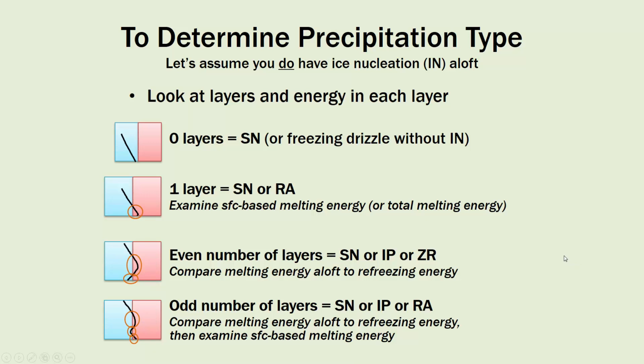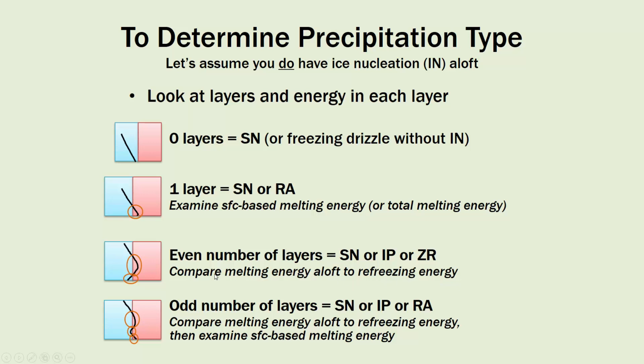So of course the first one's pretty easy, no layers, so with ice nucleation we expect to get snow. But then we look at our other layers here. The one layer example where we have the warm layer near the surface, to determine whether or not we're going to get rain or snow, we're going to have to examine our surface-based melting energy, or total melting energy, if you will, throughout the sounding. And that will, in a sense, tell us, do we have enough energy in this particular environment to melt our snow and result in rain at the surface? If not, we're probably going to get some snow mixing in for the surface.